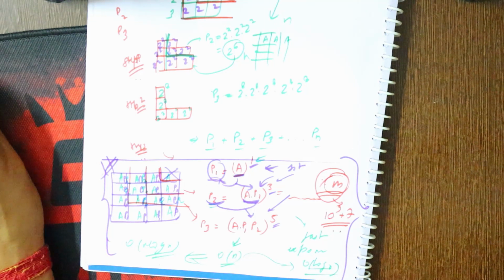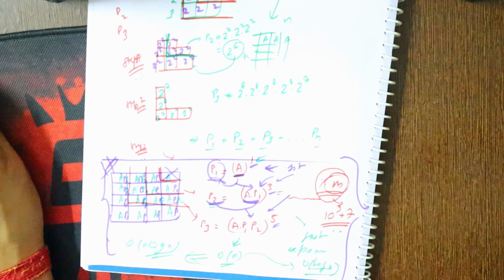Now for P2, it will become A into P1 whole cube. Understanding? Because see, in the first step, one element will be removed. In the next step, 1, 2, 3. In the next step, 1, 2, 3, 4, 5. In the next, 1, 2, 3, 4, 5, 6, 7. Understanding? So actually, what we will obtain here will be the answer.